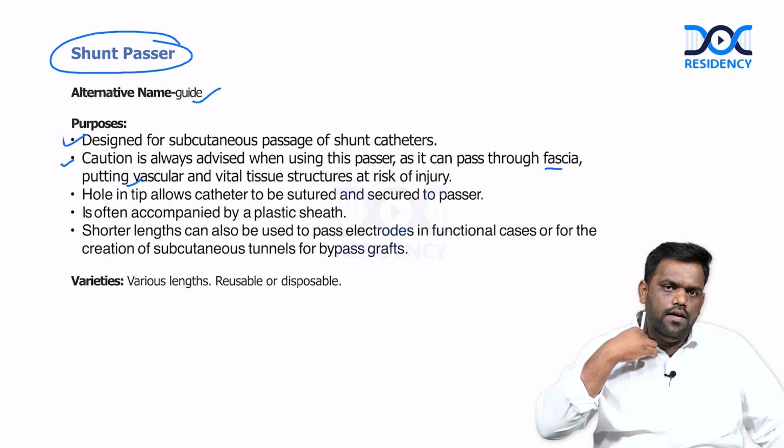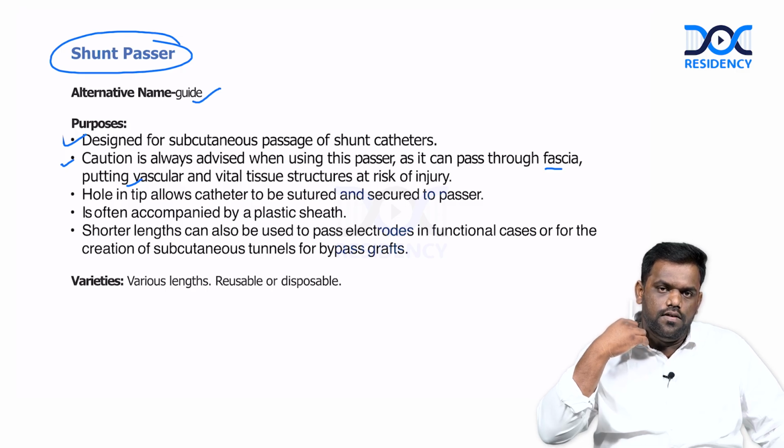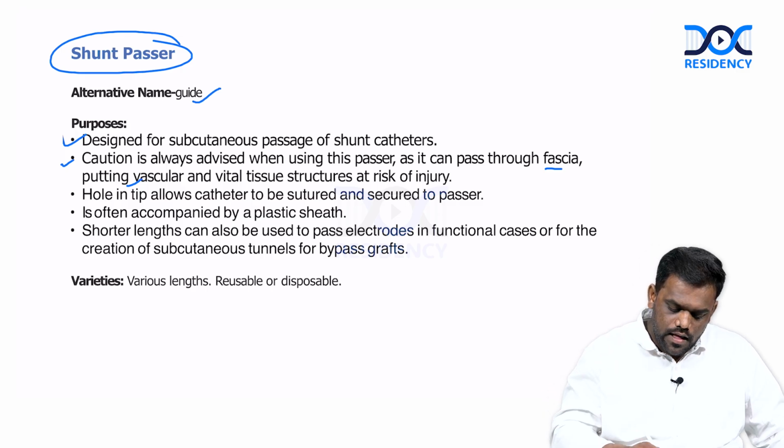While going to the neck, it can injure the vital structures also. It can injure the carotid arteries and jugular veins. So you should be very cautious while inserting the subcutaneous guide. It has a hole in the tip. It allows the catheter to be sutured and secured to the passer.